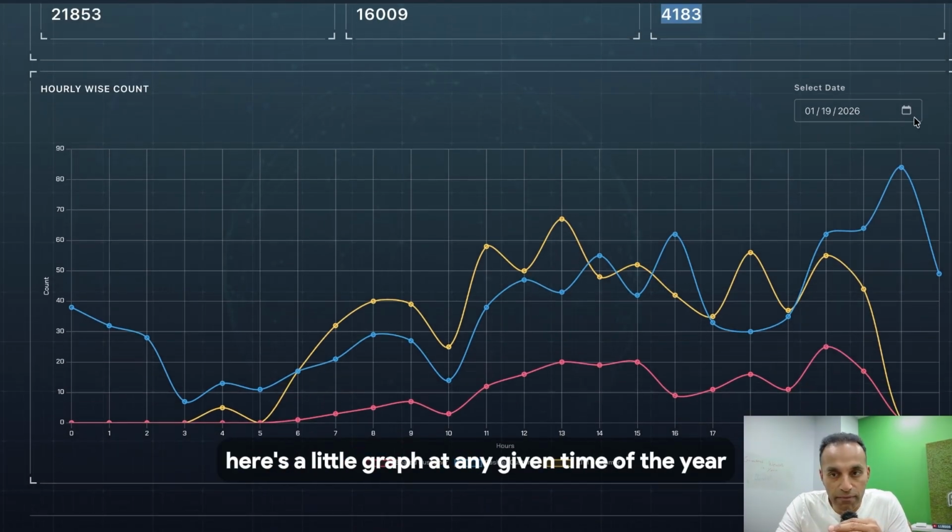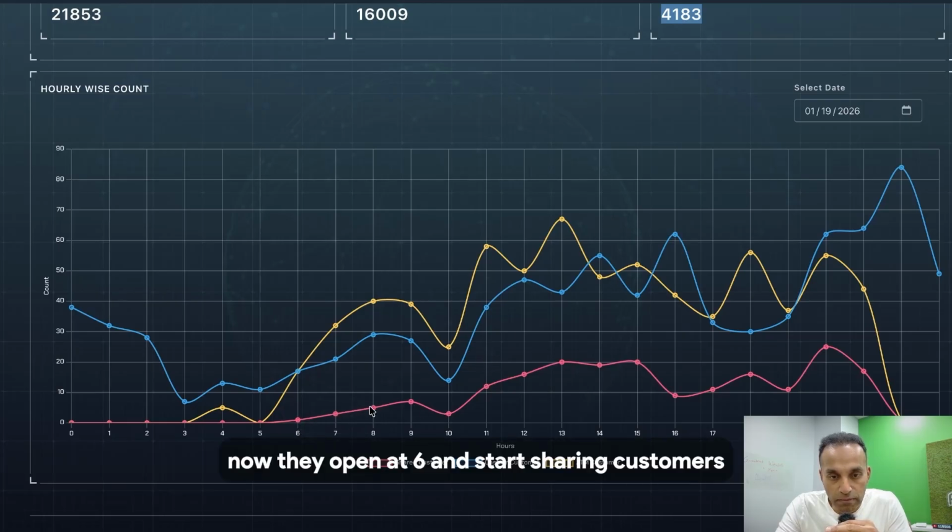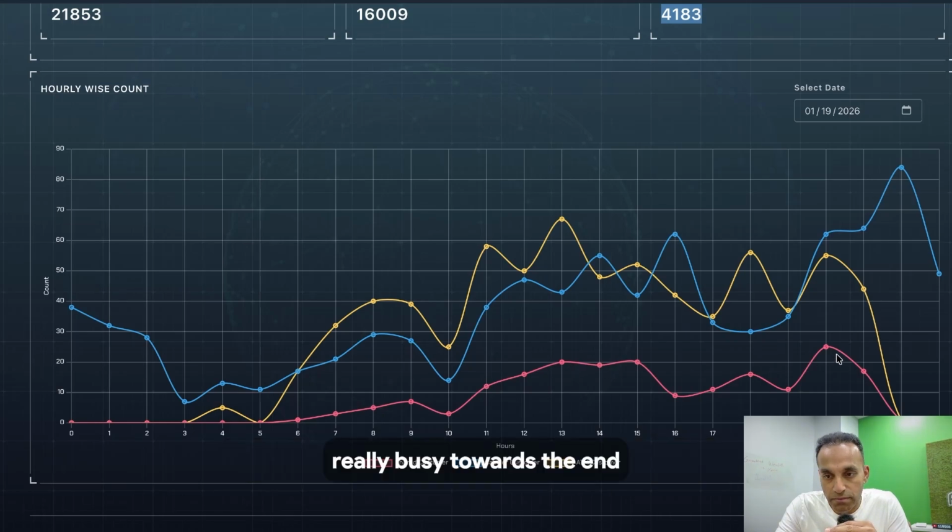Here's a little graph at any given time of the year. You could look at it. They open at 6 and start sharing customers, really busy towards the end. And you could tell how each of their traffic is looking individually. So convenience store is blue, ATM check cashing place is yellow, and how many of those are shared customers.